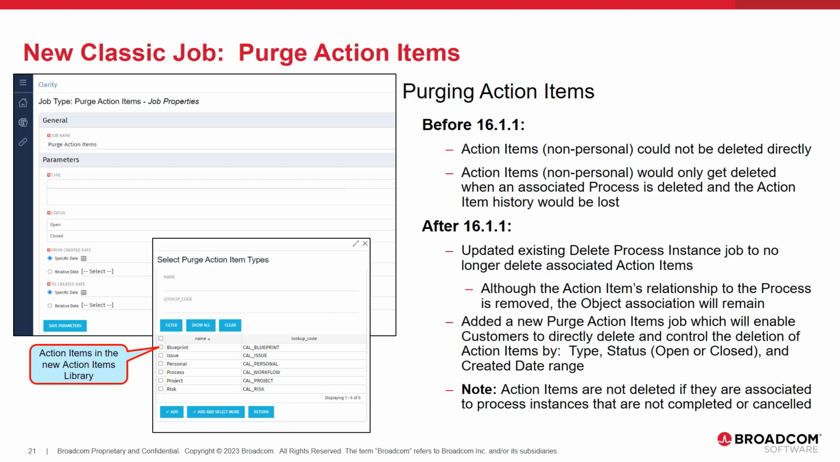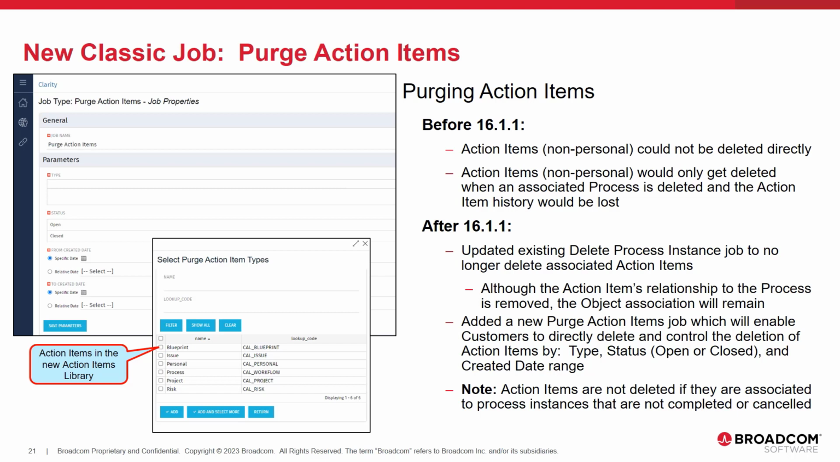We also added a new job in Classic called Purge Action Items. This job will allow users to go in and actually delete specific action items based on filters. The first filter is called Type, and it will allow users to actually delete action items that are of a specific type. Note that Blueprint is how we're referring to the action items that are created in the new library this release. And there's also other types like process action items, project, risk, issues, and personal action items.